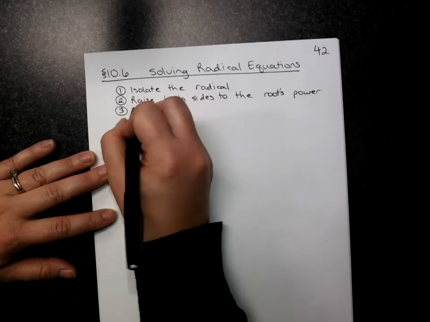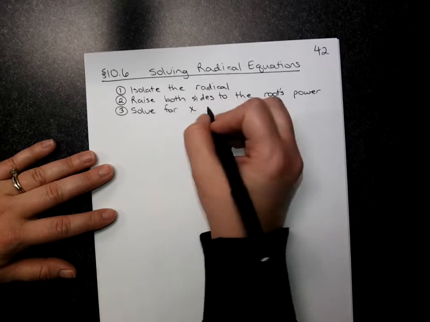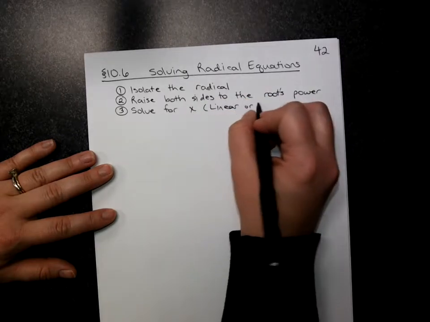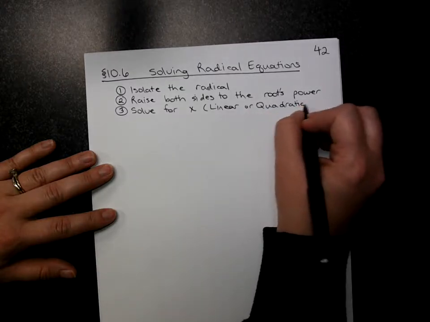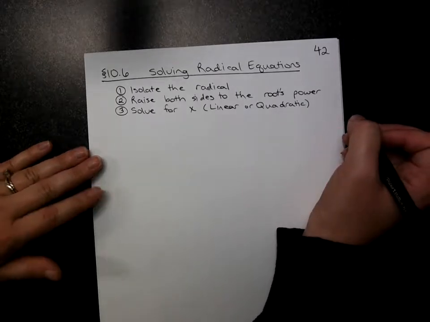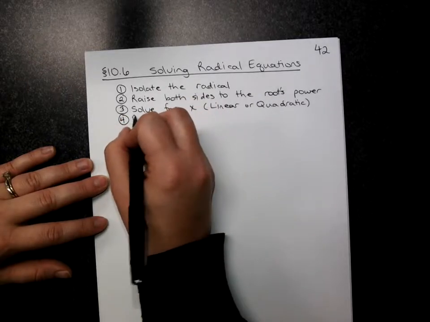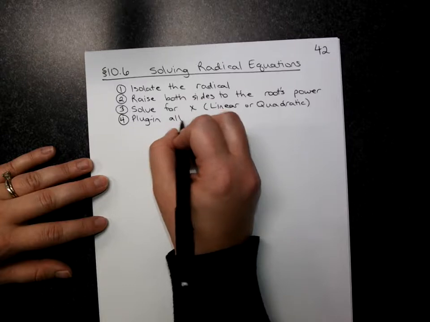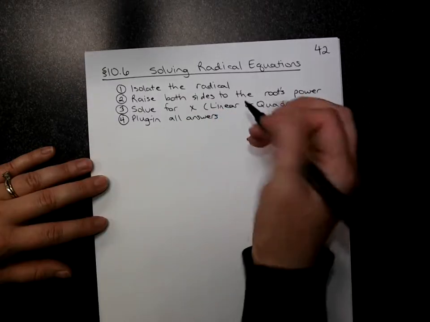Once you do that, you're going to solve for x. Sometimes that's a linear solve. Sometimes that's a quadratic solve. We haven't seen too much quadratic solves, but we'll go over that. And then we'll see that again a lot in the next chapter as well. Then the last step is to plug in all your answers. You might have one answer, you might have two answers.